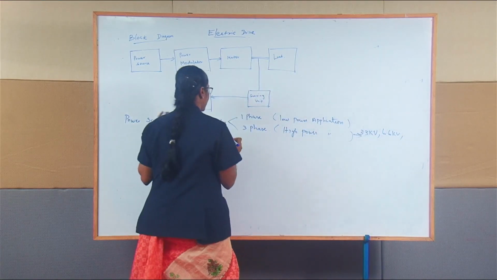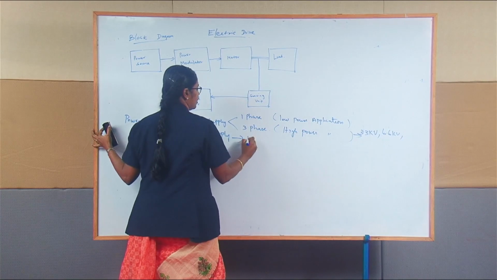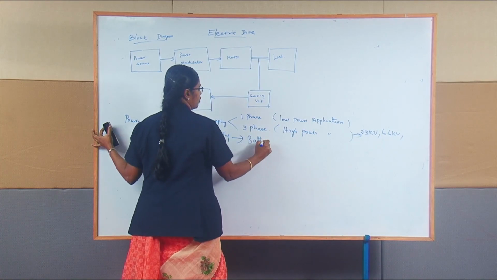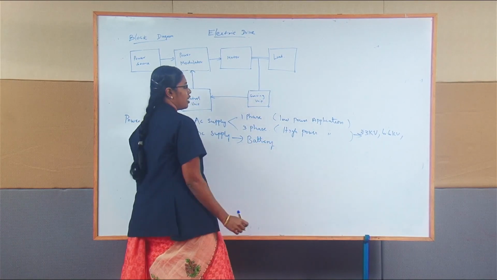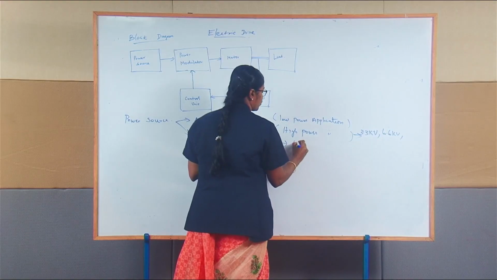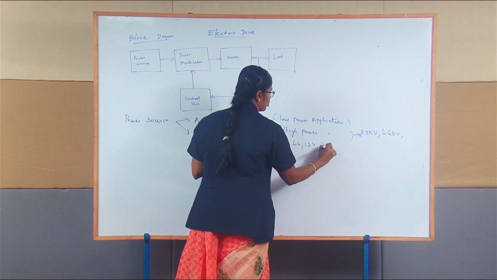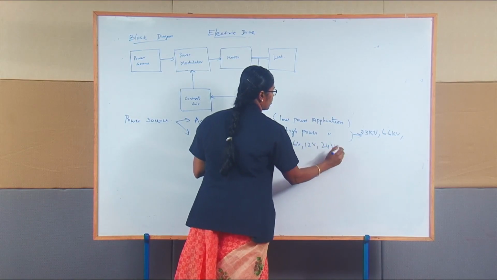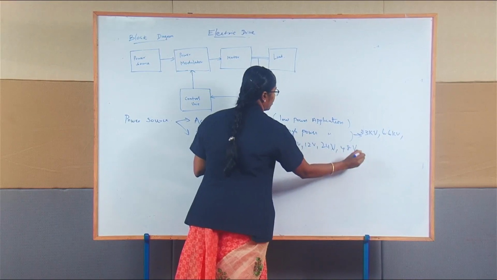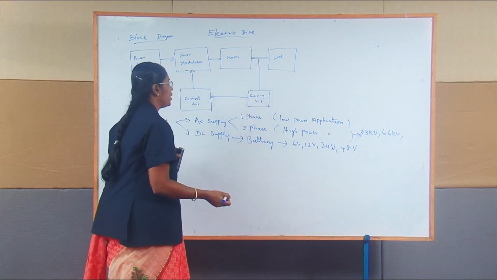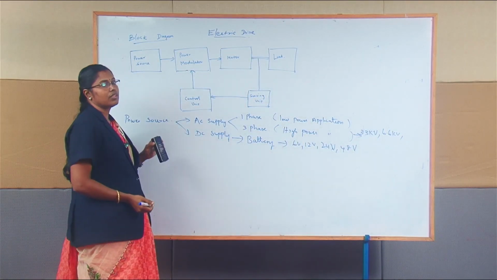And DC supply, we get by using batteries. They are available in various ranges like 6 volt, 12 volt, 24 volt and 48 volt. Depending upon our application requirement, we need to choose the power supply.